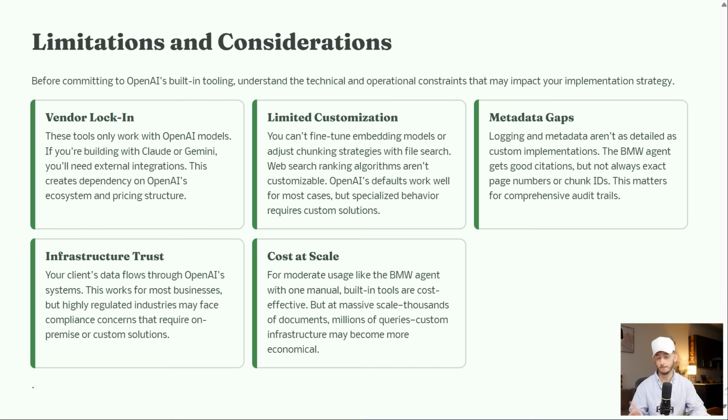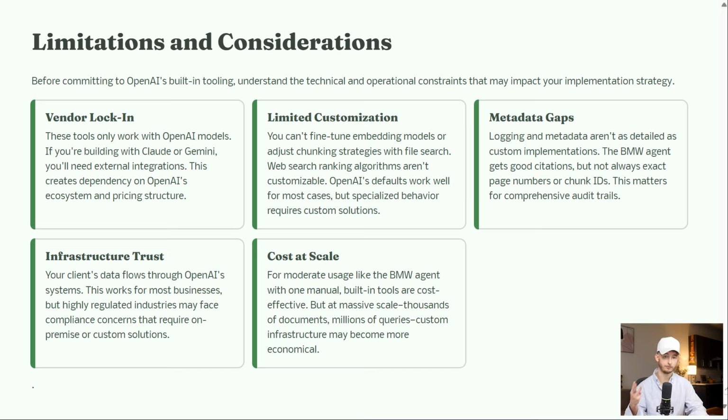And first off, this is only going to work with OpenAI models, obviously. So if you're building with Claude or Gemini, you're back to external integrations. So there's going to be some vendor lock-in here. Number two is you have less control over the underlying processes. So with file search, you cannot fine-tune the embedding models or adjust chunking strategies. And with web search, you cannot customize the ranking algorithm. So OpenAI's default works well for most cases, but if you need highly specialized behavior, you might still need custom solutions.